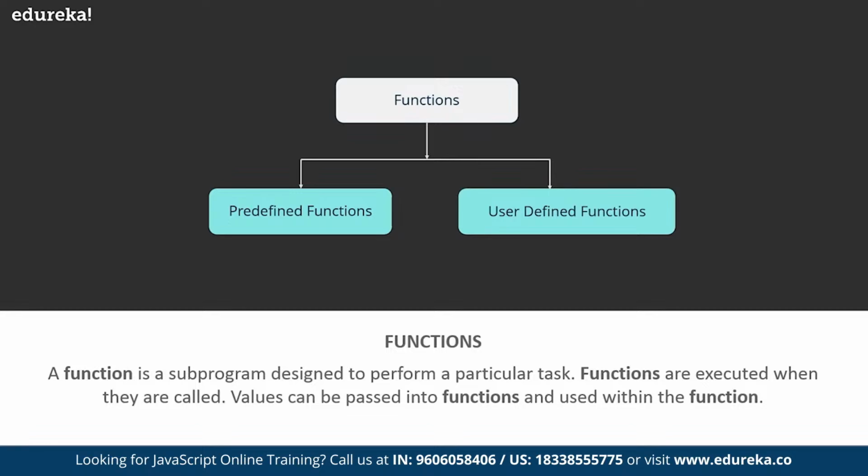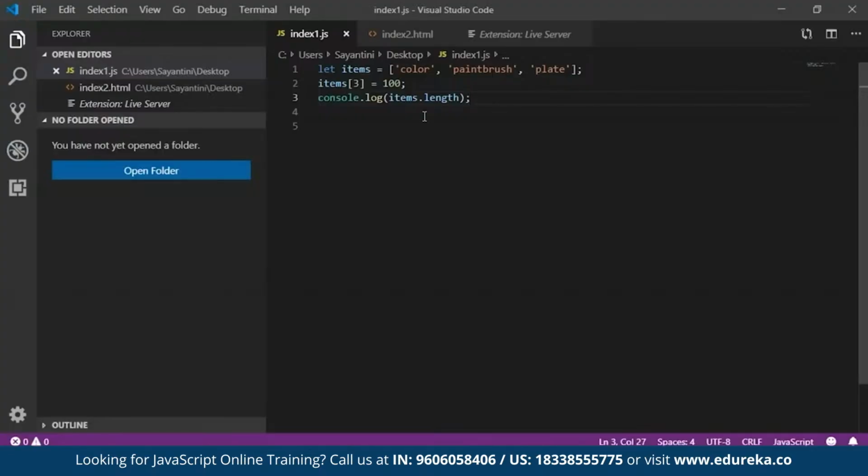So functions in JavaScript are divided into two different types. First, we have the predefined functions, and then we have certain user-defined functions. So basically, a function is a subprogram designed to perform a particular task. Now functions are executed when they are called, and values can be passed into functions and used within them. So now let's see how we can declare a function in JavaScript. So here I'll use the keyword function for declaring any sort of function, followed by the name that I'm going to provide to my function.